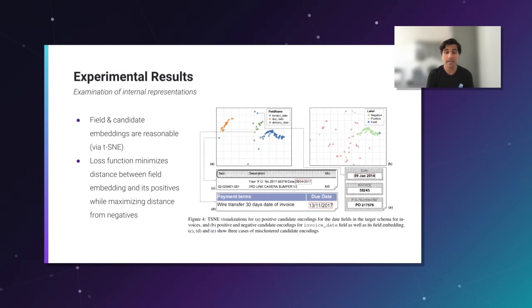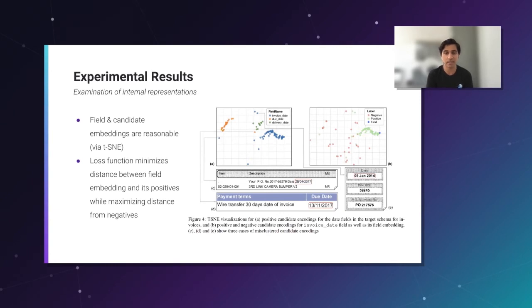So that's good. And the graph at right is a visualization of positive and negative candidate encodings for one particular field, which is the invoice date field, as well as the invoice date field embedding. What we see here is that the invoice date field embedding is in blue. The positive candidates are in green and the negative are in red. And indeed, we do see that the positive candidates are close to the field embedding and the negative candidates are far away from the field embedding. But they're more scattered. This is because the loss function minimizes the distance between the field embedding and its positives and maximizes the distance from the negatives.